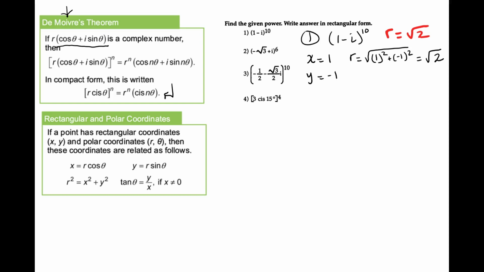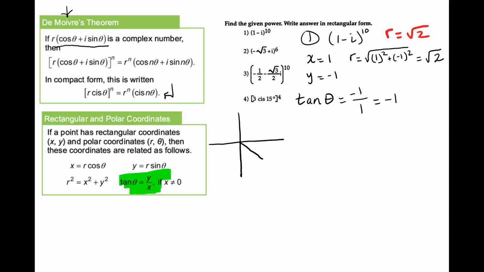Now we're going to find the tangent of theta. We know that the tangent of theta, from this formula down here, is y divided by x. In this case, -1 divided by 1, which is just -1. The one thing that I forgot to mention is, what quadrant are we dealing with? Well, we have a positive x but a negative y.